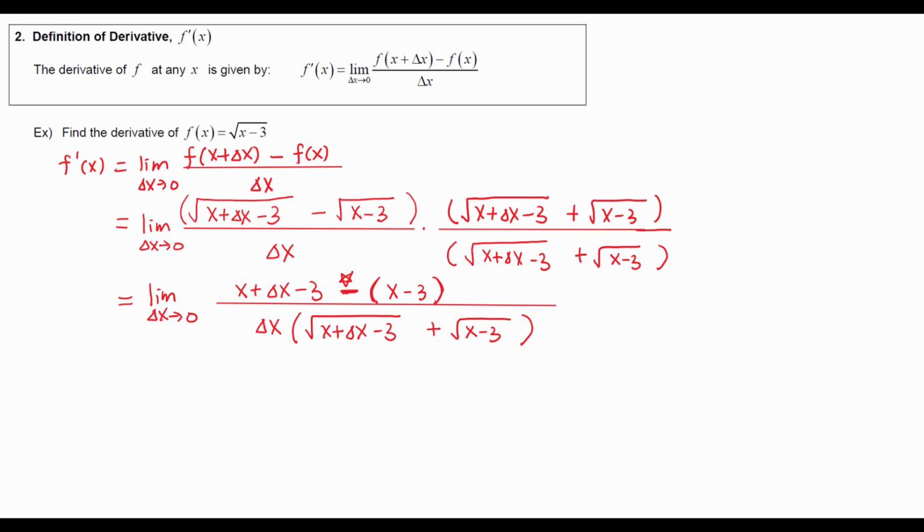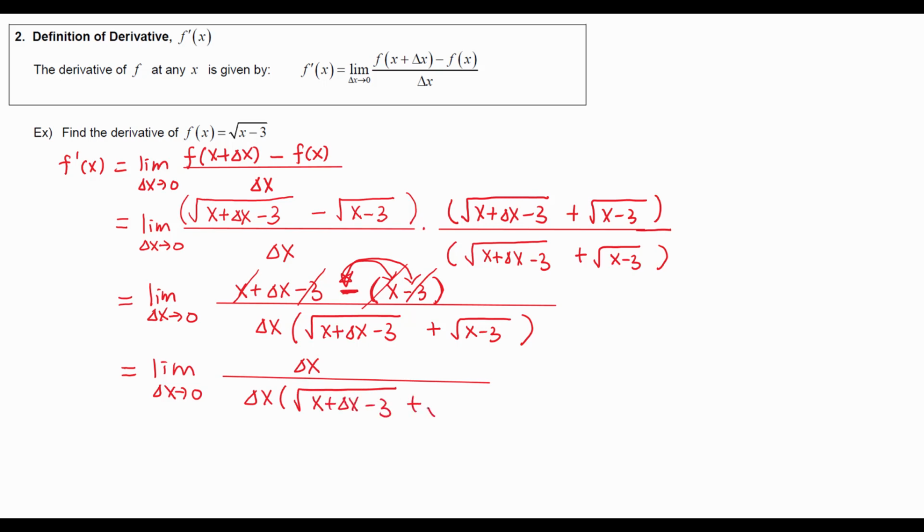When you distribute the negative, x minus the x will be 0, and minus 3, when you distribute the negative, this will become plus 3. So negative 3 plus 3 will also be 0. So all you will have is really the limit as delta x approaches 0 of delta x over delta x times the square root of x plus delta x minus 3 plus the square root of x minus 3. Now that you have a product over a product, you could also cancel the delta x.